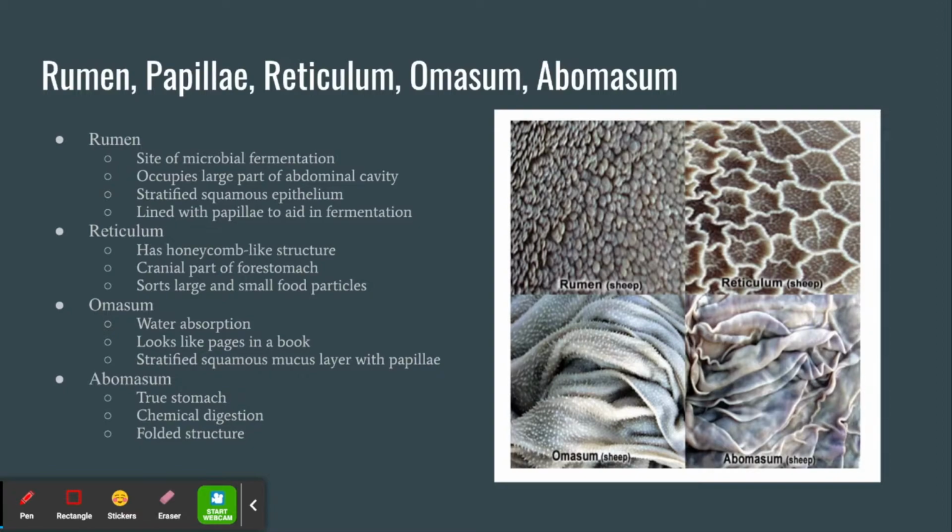The reticulum has a honeycomb-like structure. It is the cranial part of the forestomach, and it sorts large and small food particles. The omasum is where water absorption occurs. It looks like pages in a book, and it has a stratified squamous mucosal layer with papillae. The abomasum is the true stomach. It's a site of chemical digestion, and it has a folded structure.